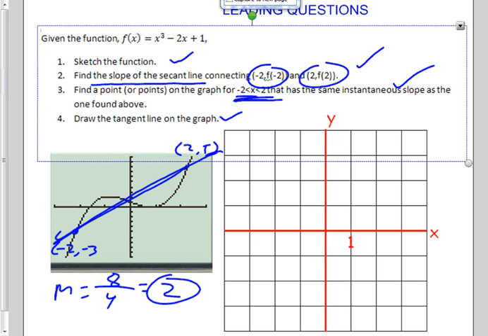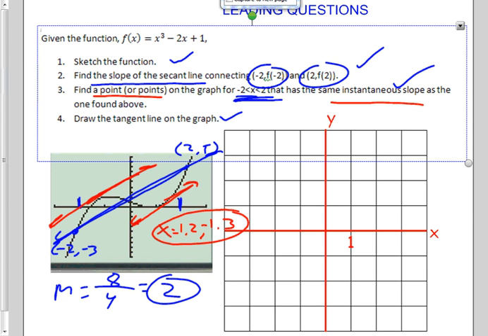Then it says find a point or points on the graph in between x equals -2 and 2 that has the same instantaneous slope. Well, we've actually already looked at questions like this. If it has the same instantaneous slope, the tangent lines should be parallel, because parallel lines have the same slope. So something like that. We're estimating it's like 1.2 and -1.3.